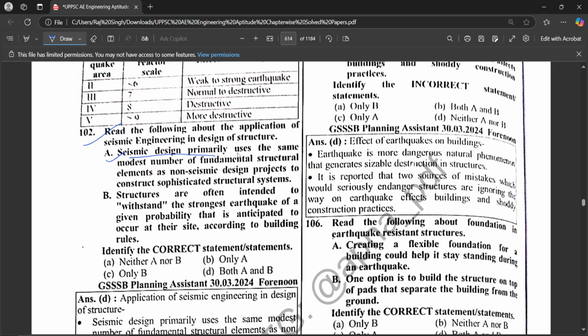Seismic design primarily uses the same modest number of fundamental structural elements as a non-seismic design project to construct a structural system. Structures are often intended to withstand the strongest earthquake of a given probability that is anticipated to occur at their site, according to building rules.